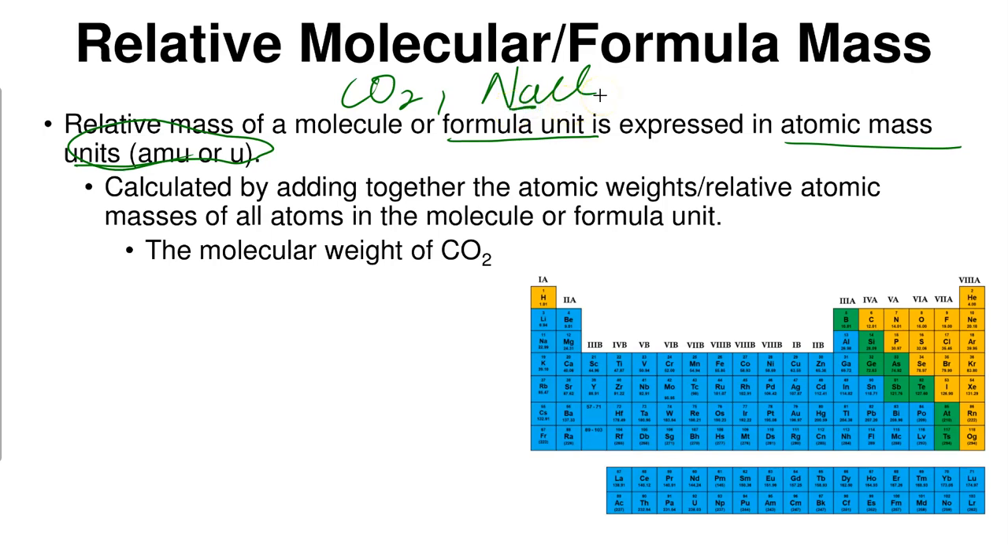So if we want to calculate the relative molecular or relative formula mass for these two, what are we going to do? We're going to add together the atomic weights or relative atomic masses of all the atoms in the molecule or formula unit. So example, what is the molecular weight of CO2? Let's calculate it. To calculate the molecular weight of CO2, what we're simply going to do, now, it's important to clarify before I do that, is that molecular mass is used for molecules, covalent compounds.